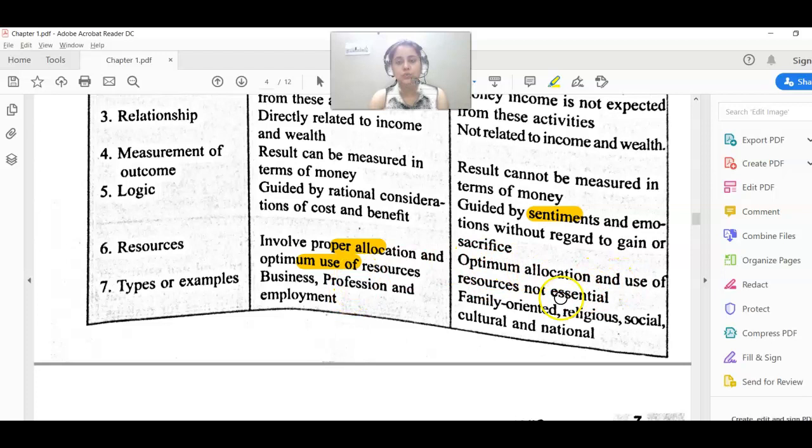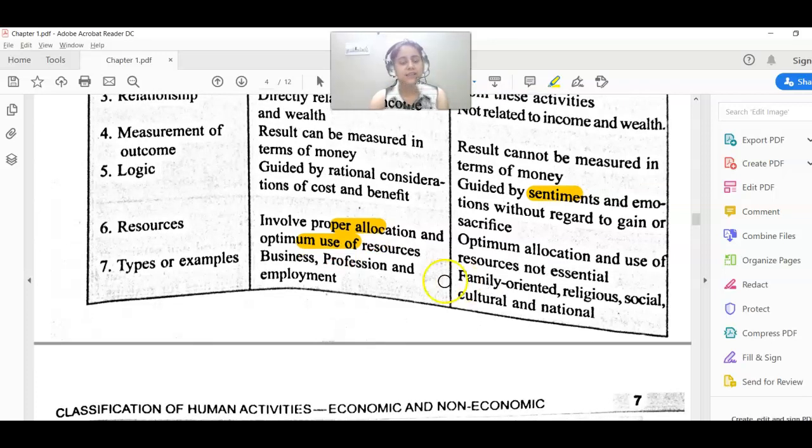Optimum allocation and use of resources is essential. For example, your mother works in your house the whole day, while your father and your brother are just sitting. This is not optimum utilization of the resources. So types and examples, then you will give: business, profession, and employment.